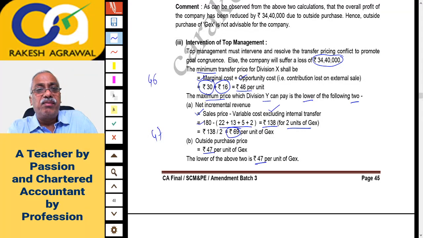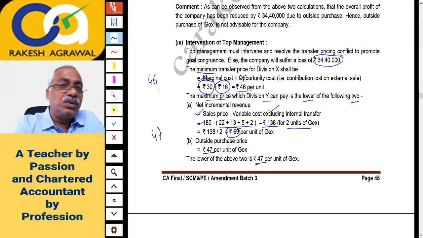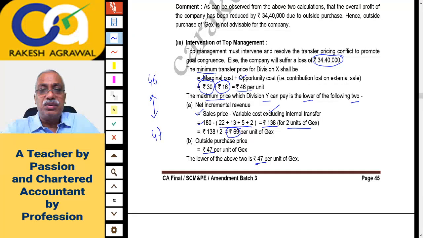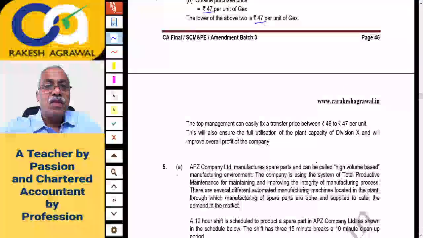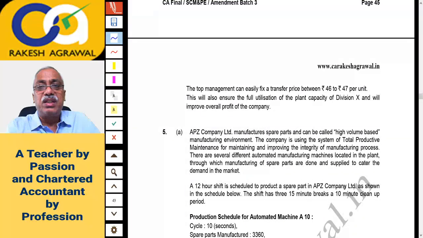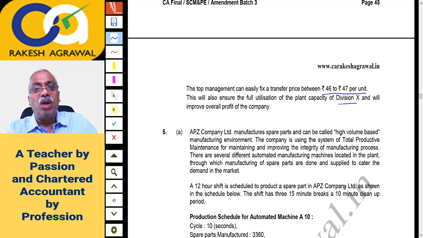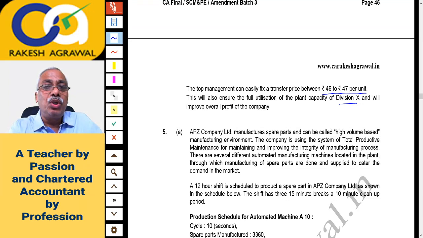X is ready to give you at 46. Y, on the contrary, can pay a maximum of 47. So in between this you can decide the price and your conflict will get resolved. So there won't be any conflict. The top management can easily fix a transfer price between 46 and 47 per unit. This will also ensure full utilization of plant capacity of division X. Division X can manufacture all 5 lakh units in this case and will improve the overall profitability of the company.